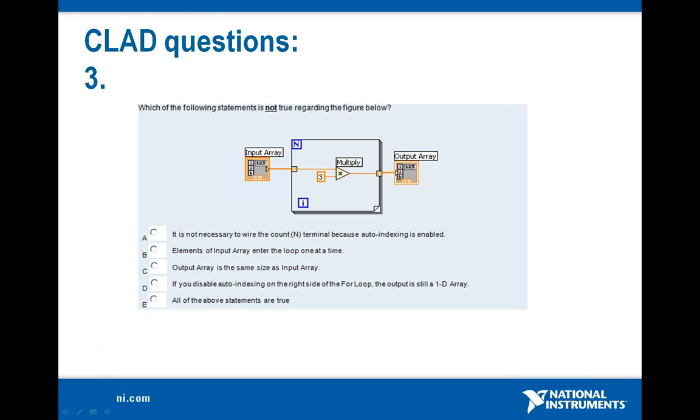And the answer for this question is option D, which is: if you disable auto-indexing on the right side of the for loop, the output is still a 1D array, which is a false statement. Because if you disable the auto-indexing on the right side of the for loop, the output will be a single element of double data type.